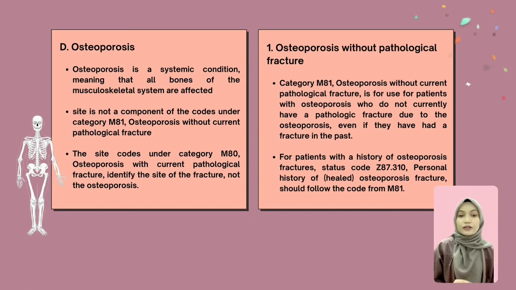Osteoporosis without pathological fracture. Category M81, osteoporosis without current pathological fracture, is for use for patients with osteoporosis who do not currently have a pathologic fracture due to the osteoporosis, even if they have had a fracture in the past. For patients with a history of osteoporosis fractures, status code Z87.310, personal history of healed osteoporosis fracture, should follow the code from M81.